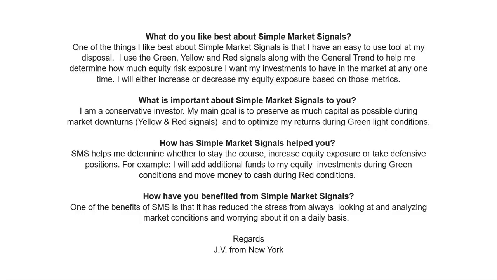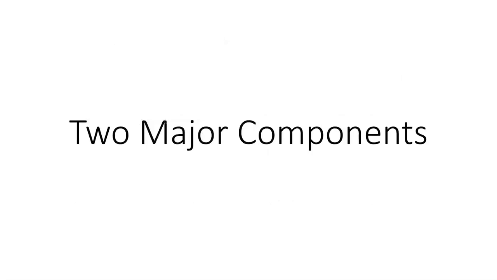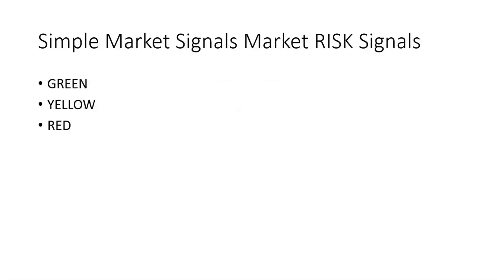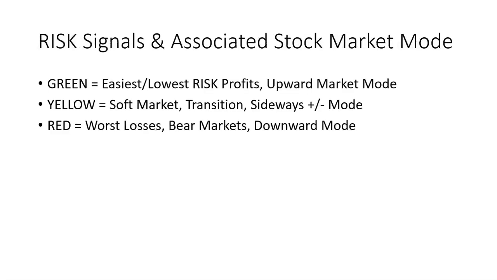I really appreciate that. There's two major components to the Simple Market Signals proprietary model. There's the risk mode, the market risk level signal, and then there's the general trend indicator. Let's start off with the Simple Market Signals risk signals. The Simple Market Signals risk signals, the market mode signals, are simply green, yellow, or red. When the signal is green, this is when you're going to have your easiest, lowest risk profits, and this is when the market is generally in an upward market mode. When the signal is yellow, this is when we have a soft market, and the market is generally sideways to slightly up or down in a yellow signal environment.